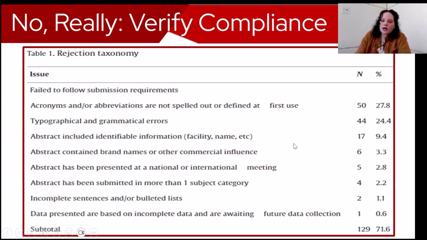But these are all 100% preventable, and they should not be the reason that your abstract is rejected, right? Like, before they even considered the value and merit of the research or the presentation, it was rejected because of these completely preventable reasons. And so going through and checking, double checking, making sure that it's right, because it is in your control to prevent this unfortunate outcome.